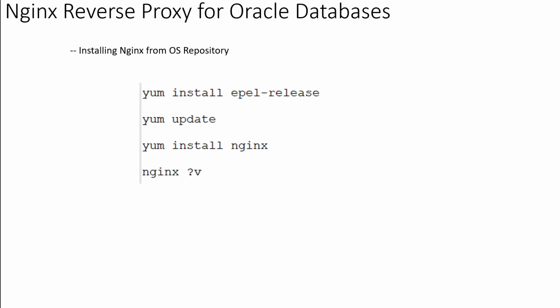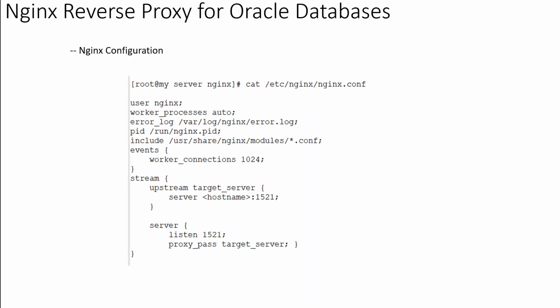In the second command, we are updating the repository. In the third command, we are installing Nginx through yum. In the final command, we validate and verify that Nginx is up and running and installed on that machine. Cool. So here in this slide, you can see that Nginx is configured as a reverse proxy.